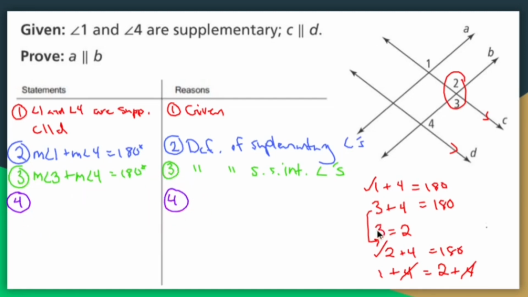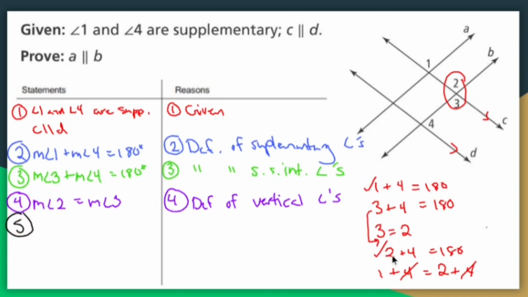Step 4: I was able to say that the measure of angle 2 is equal to the measure of angle 3, and that's the definition of vertical angles. Don't know why I didn't just do those quote thingies again. Too late.